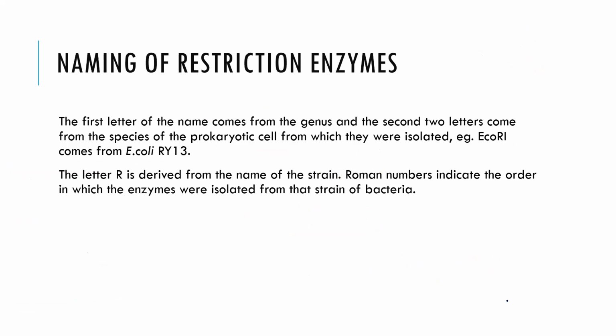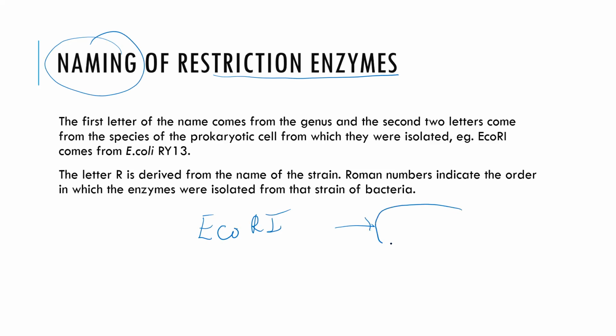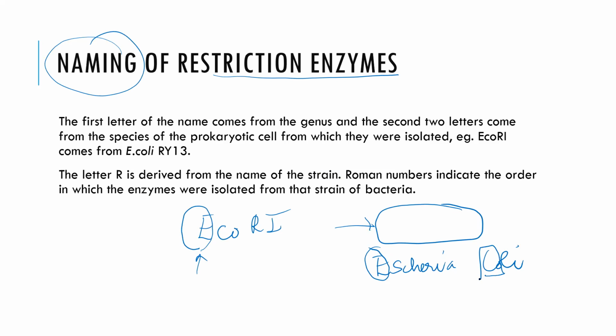So how do the naming and the nomenclature of restriction enzymes happen? So for example, EcoR1 is an enzyme which I have already discussed. It is actually isolated from a bacterium, Escherichia coli. So how does this name take place? The first letter of the genus is here, and the next two letters of the species are here. And R is the name of the strain, and 1 is the Roman numeral 1, which indicates the order in which the enzymes were isolated from the strain of bacteria.